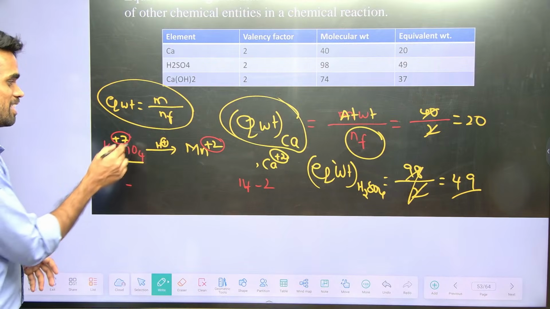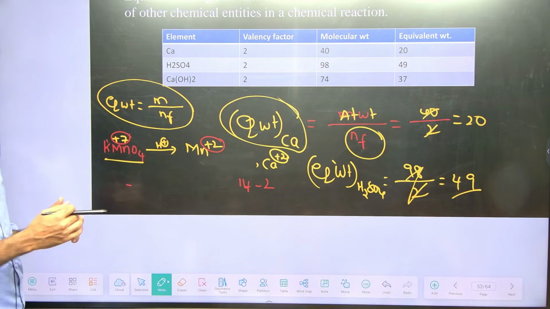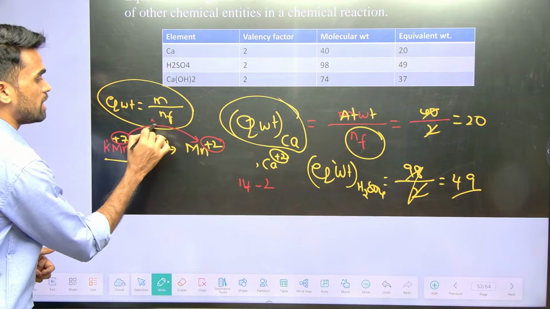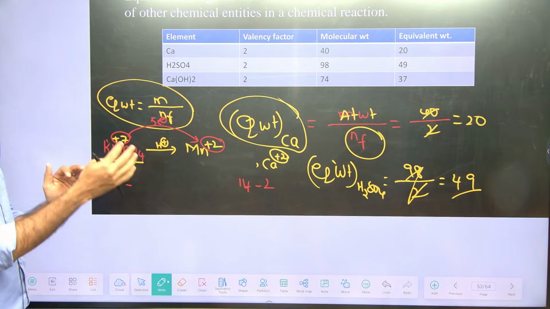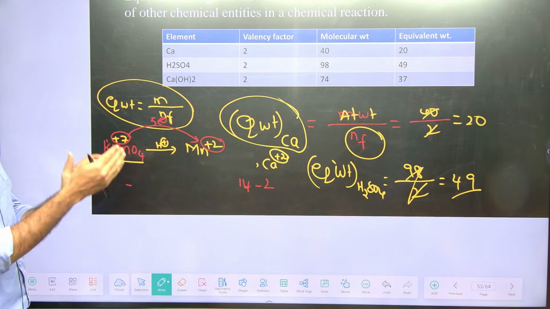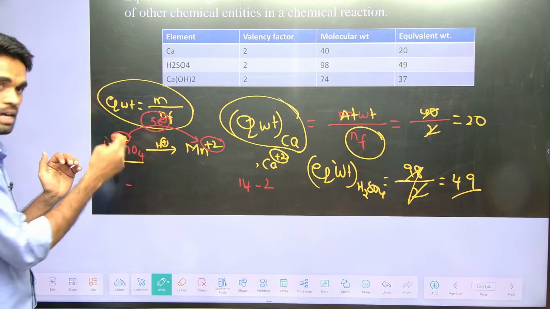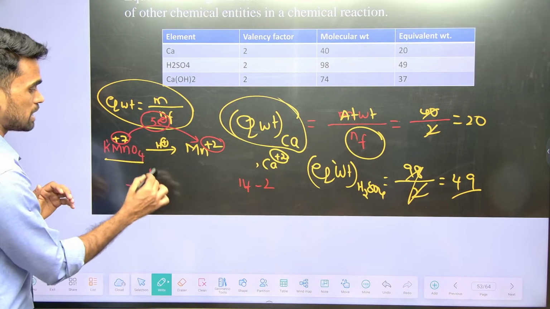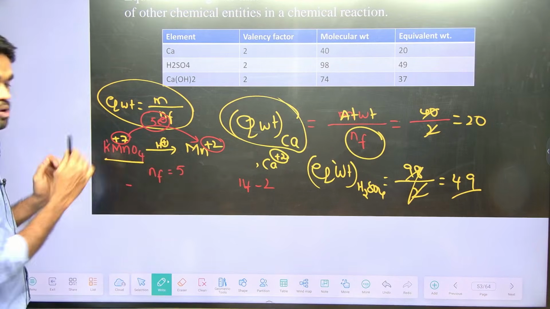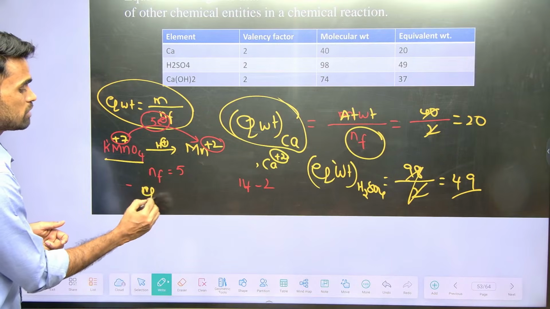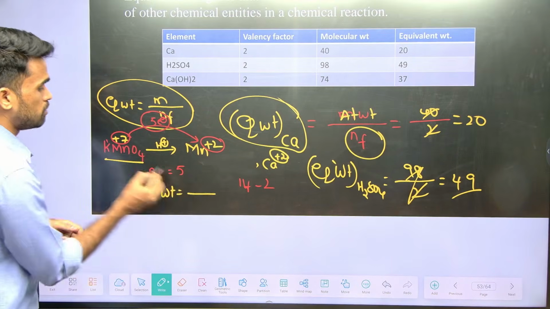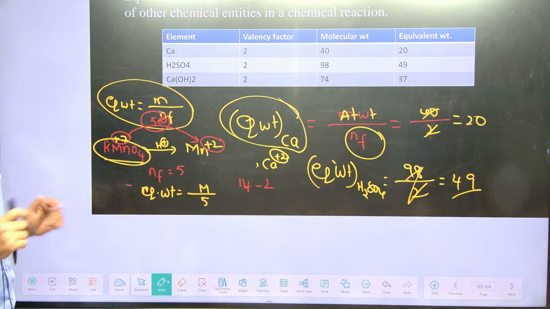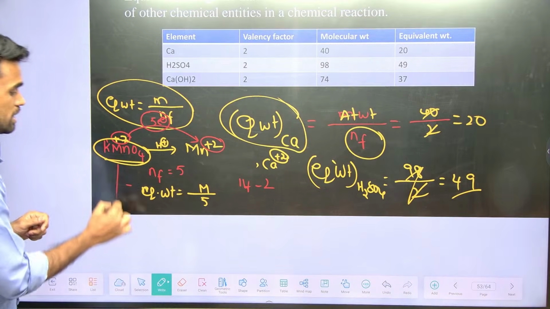Gained. This is more positive means fewer electrons. Okay. So by gaining how many electrons? 5. So it has gained 5 electrons. During this process, the n factor of potassium permanganate will be the number of electrons gained or lost. Here it is gained, how many? 5. So the n factor here will be 5. For this process, they will ask what will be the equivalent weight. What will be your answer? The molecular weight of KMnO4 by 5. Is this clear? Okay.